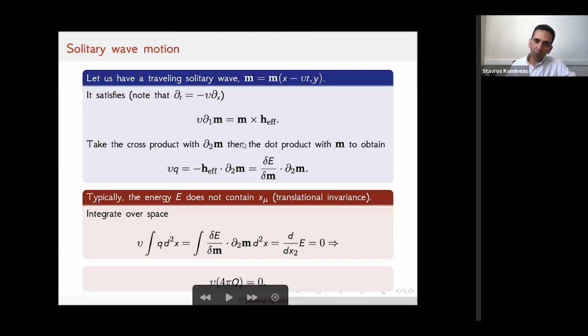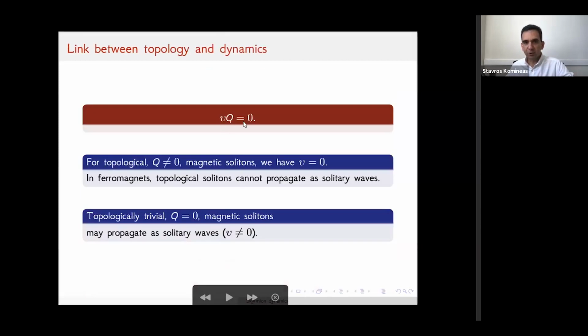You see, you might follow this calculation to some extent or not, but the result is that the velocity times the topological number is 0. So let's look at it again. Velocity times topological number is 0. Now, this is a link between topology and dynamics because it tells you that if Q is non-zero, if you have a topological skyrmion, then necessarily the velocity should be 0. So in ferromagnets, topological solitons cannot propagate as waves, as solitary waves.